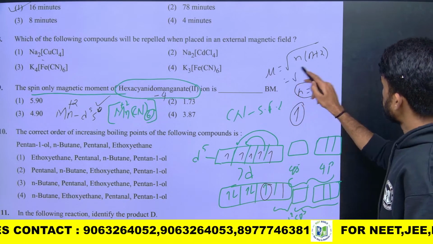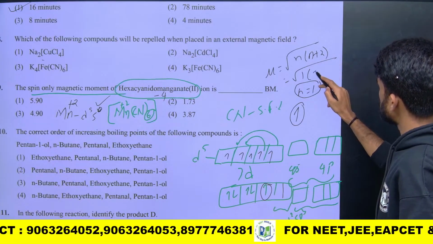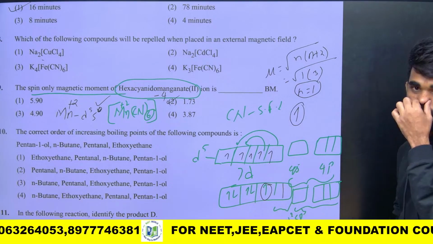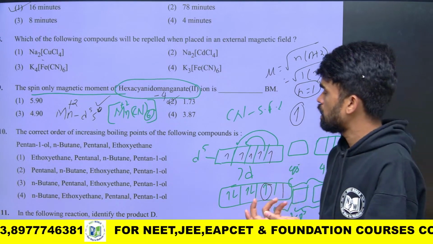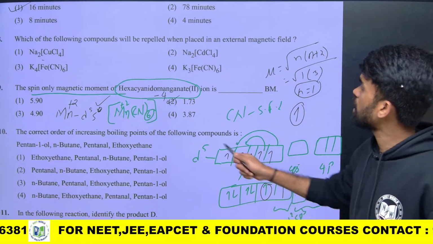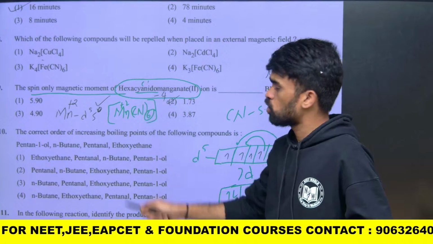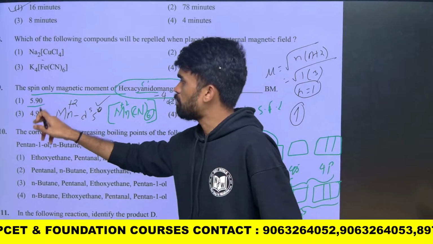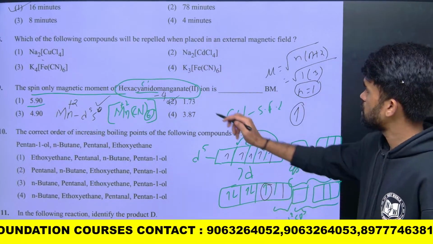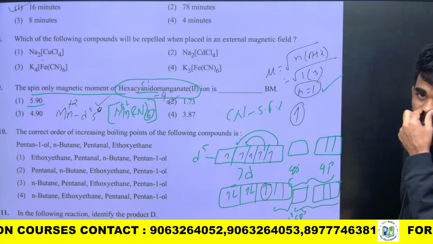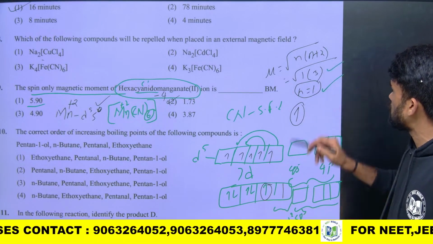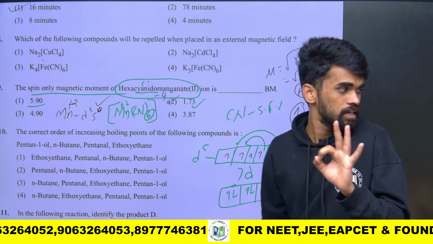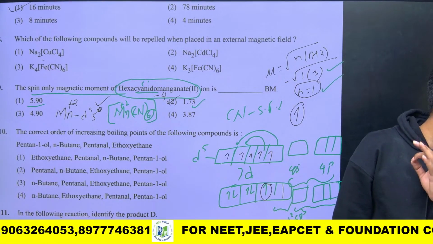Now what is the n value? 1. So 1 plus 2 is 3, root 3 is 1.73. That's it. This is the answer you can go with. If it is a weak field ligand, no pairing takes place. Like in this case, instead of cyano, if we have chloro, that is a weak field ligand, so we have 5 unpaired electrons and we get 5.9 as the answer. Since cyanide is a strong field ligand, we get 1 unpaired electron and magnetic moment root 3, that is 1.73. I hope this is also clear, no confusion. It is one of the important, interesting questions.